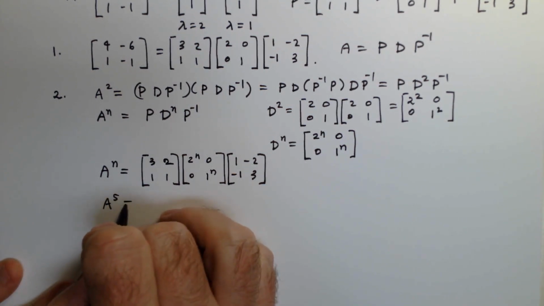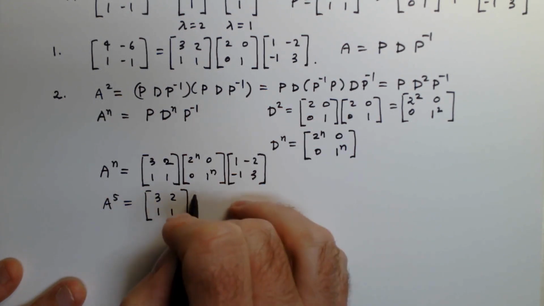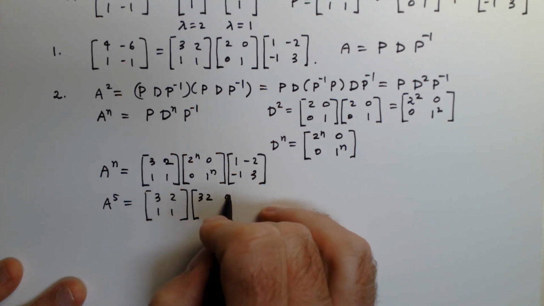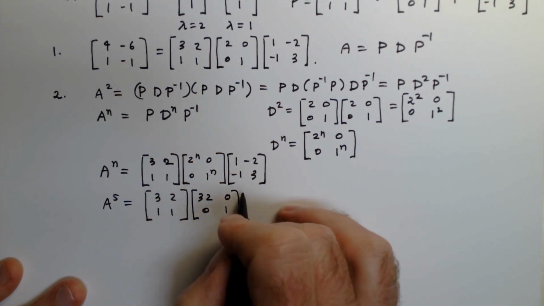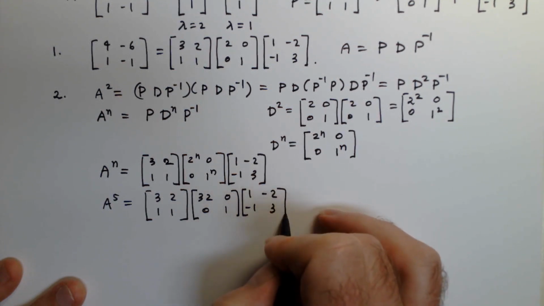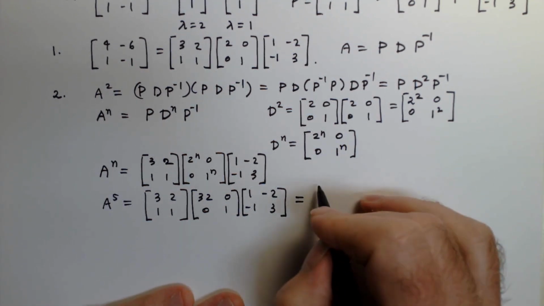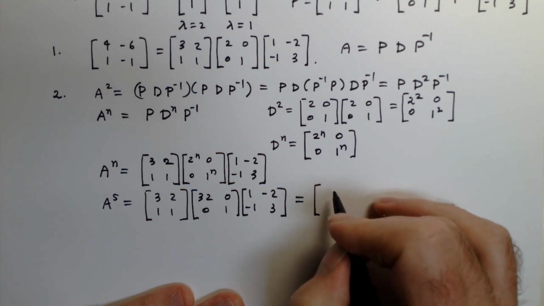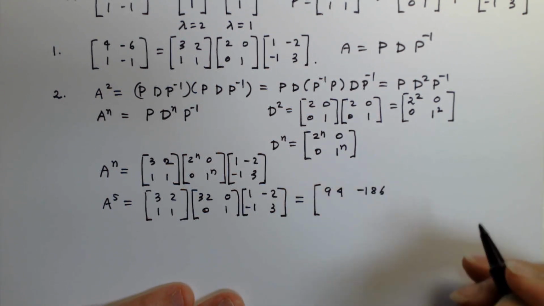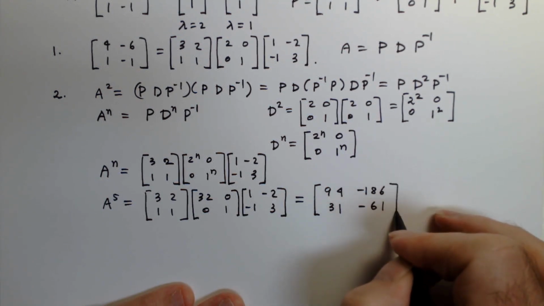So A to the power of 5 is going to be the matrix we get by taking 3, 2, 1, 1 times the matrix consisting of 2 to the 5th, which is 32, 0, 0, 1, times the matrix 1, negative 2, negative 1, 3. And when you work out this matrix product, you end up with the 2 by 2 matrix consisting of 94, negative 186, 31, and negative 61.